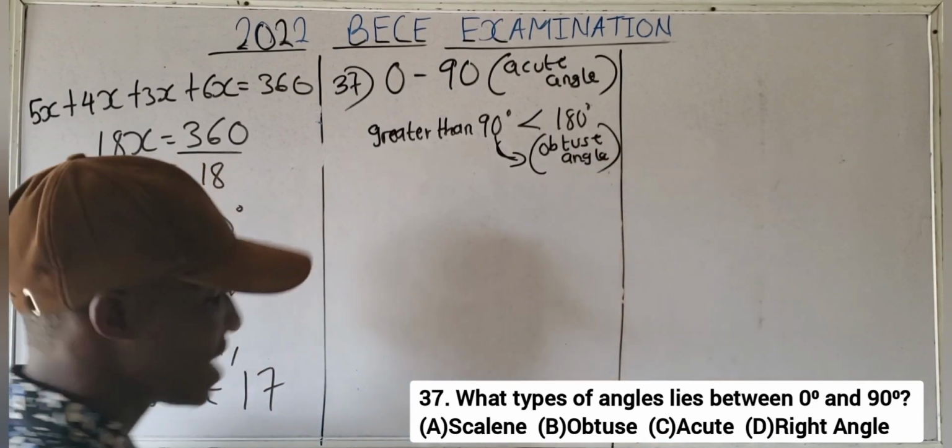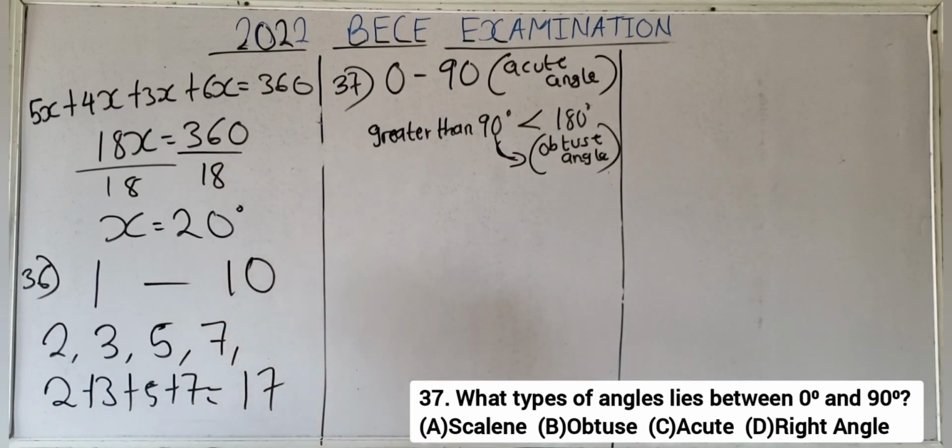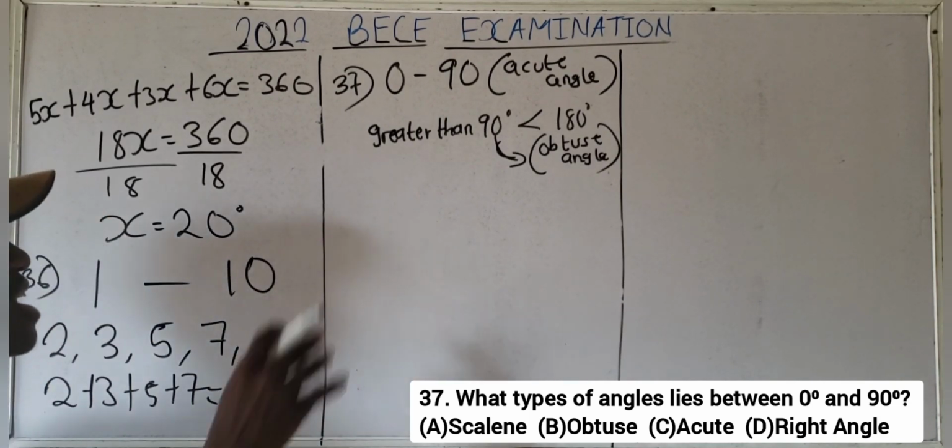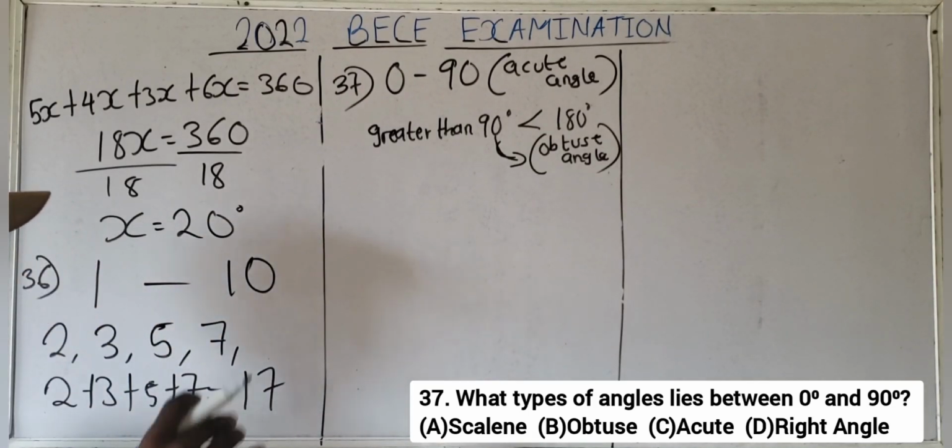Okay? So now there is nothing like a scaling angle. You can see that they put it as option A, scaling. There is nothing like a scaling angle. We only have a scaling triangle. And right angle is also a type of triangle. We have scaling triangle, we have equilateral triangle. Those ones are types of triangle. Right angle triangle is also an example of a triangle.